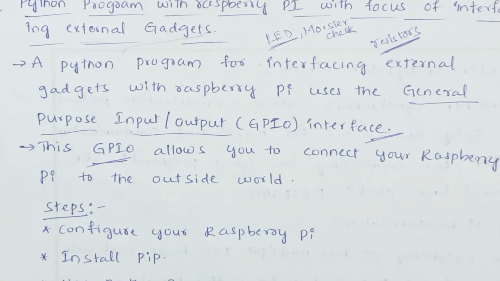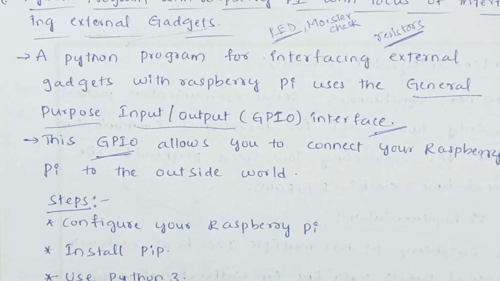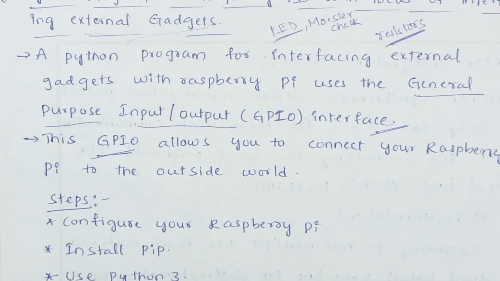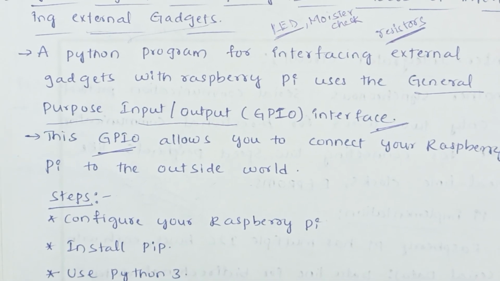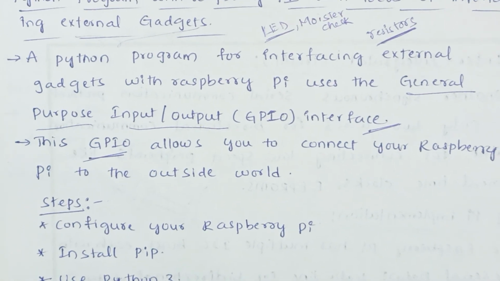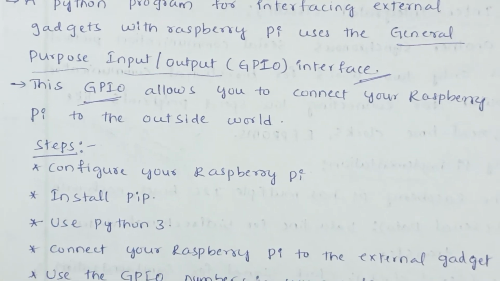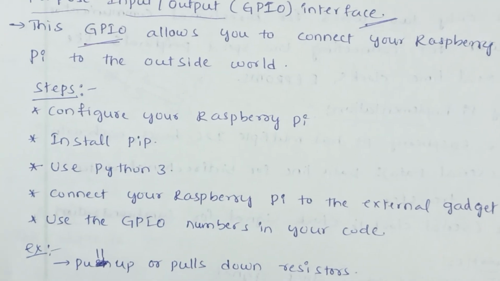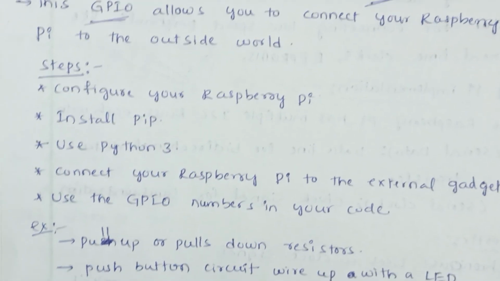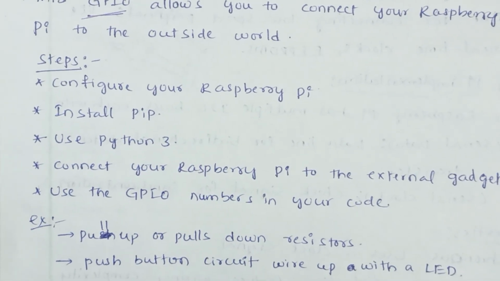GPIO will allow the Raspberry Pi to connect to the outside world, meaning external gadgets like LED, moisture check, resistors and all. So many gadgets are there, right? Fan and all we discussed in the previous video. Those are all applications we can use by GPIO, general purpose input output.